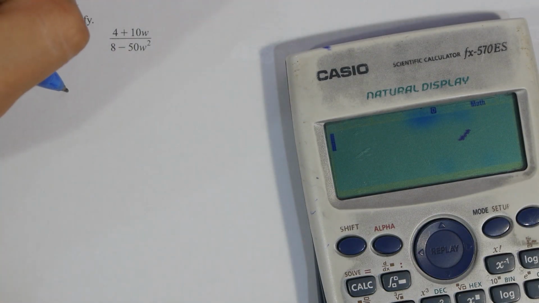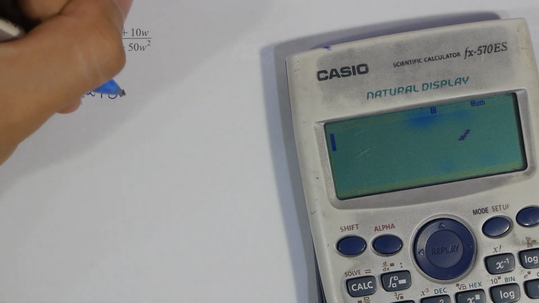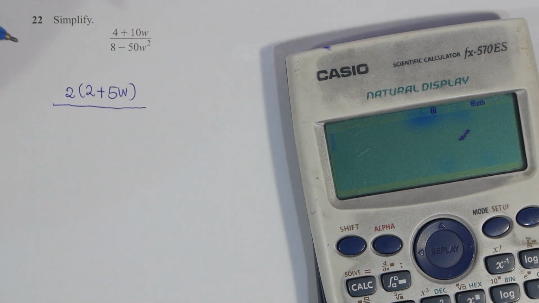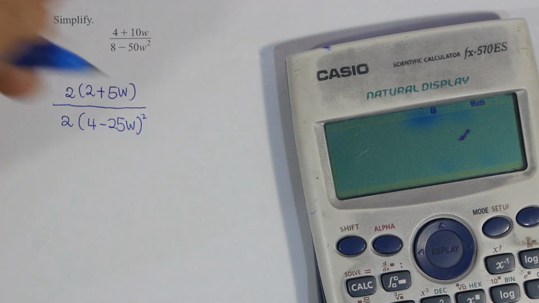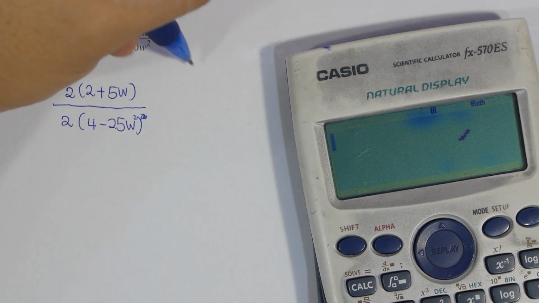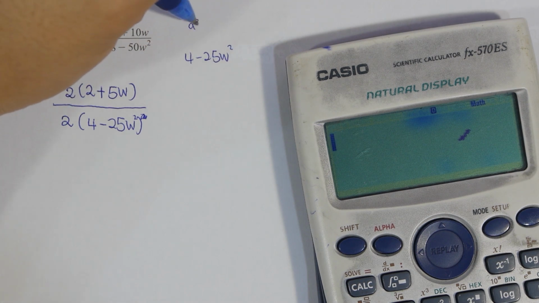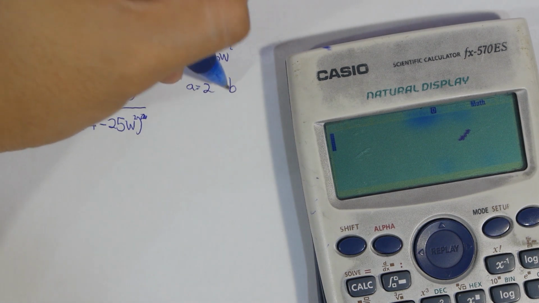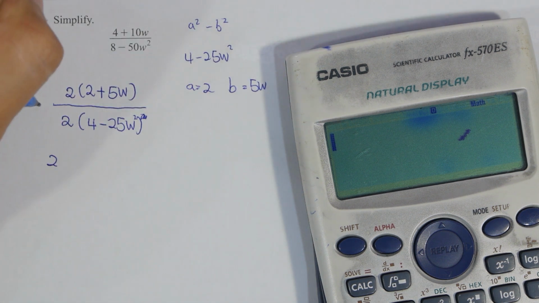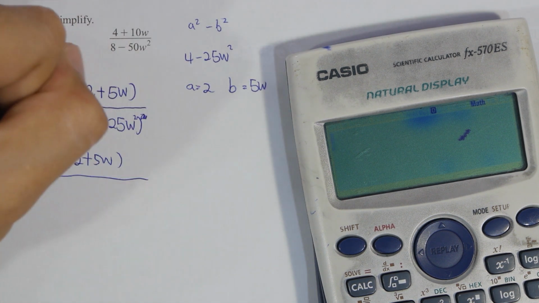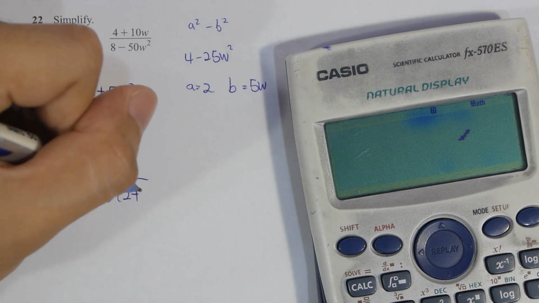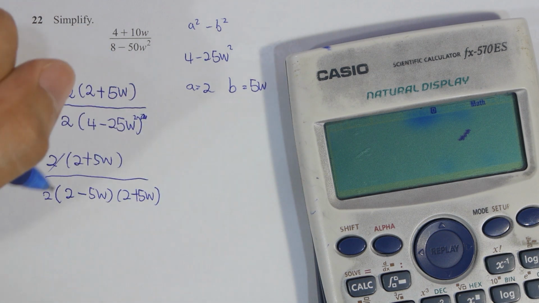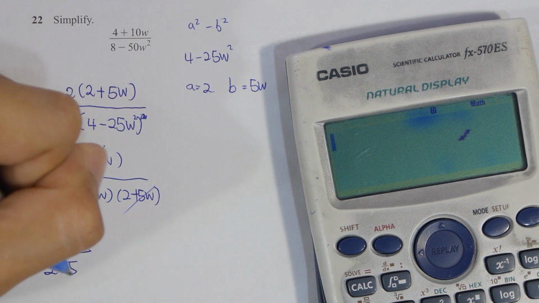Whereby for question 22, I extracted 2 from the numerator part, so I gotten 2 bracket 2 plus 5w. Whereby for the lower part, after I extracted 2 from it, it is actually using the formula a squared minus b squared equals a plus b, a minus b. And our a here is 2 and our b here will be 5w. So we cross off the same variables and get the final results as 1 over 2 minus 5w.